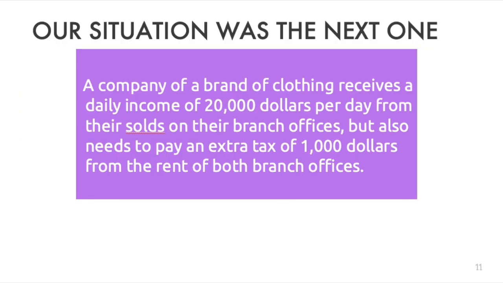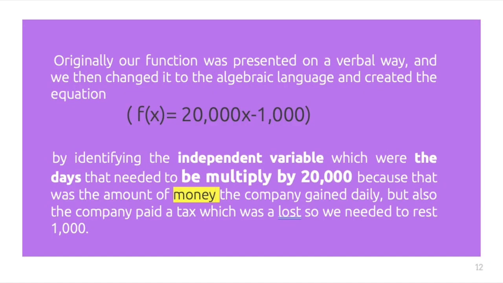Our situation was the next one. A company with a brand of clothing receives a daily income of $20,000 per day from their sales in their branch offices, but also needs to pay an extra tax of $1,000 for the rent of both branch offices.